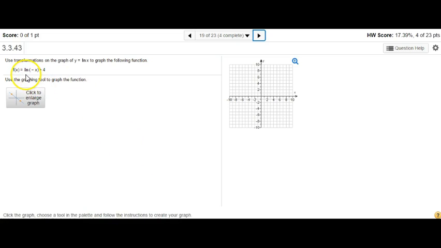So here they've given us a function, natural log of negative x plus 4. Right off the bat, that means we need to know what the basic graph of natural log of x looks like, which I just showed you guys on the last slide. And we need to know that having a negative in front of x causes the graph to reflect around the y-axis. So it's going to flip it side to side. Then, since we have a plus 4 outside of the function, that's going to be a vertical shift, moving the graph up 4.